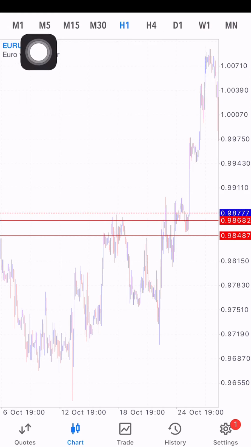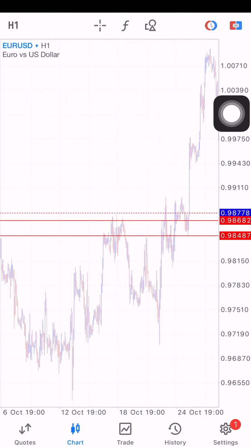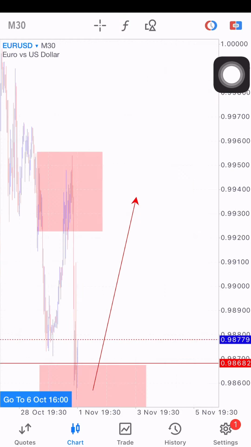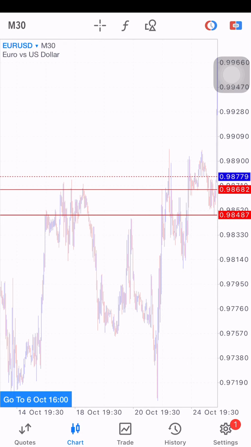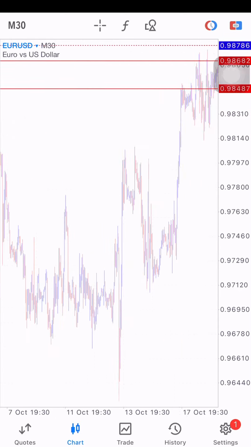I will still make a video on how MetaTrader 5 works, how to access everything on it, and how to use MetaTrader 5 and MetaTrader 4. I'll make a video on it, you understand, guys? All right. So once I click on it, I can choose any time frame of my choice. For instance, this is the M30, and that means the 30 minutes time frame.